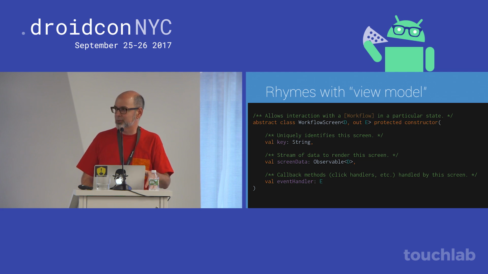An immutable key to uniquely identify it, something useful for binding it to particular layout files and stuff like that. It has an observable of D, some kind of screen data type or view state if you're coming from MVI land. This is the stuff that updates over and over again to let us paint our views, and then it also carries a pointer to an event handler, something that implements an interface E that defines all of the events that make sense from this particular place in the app.